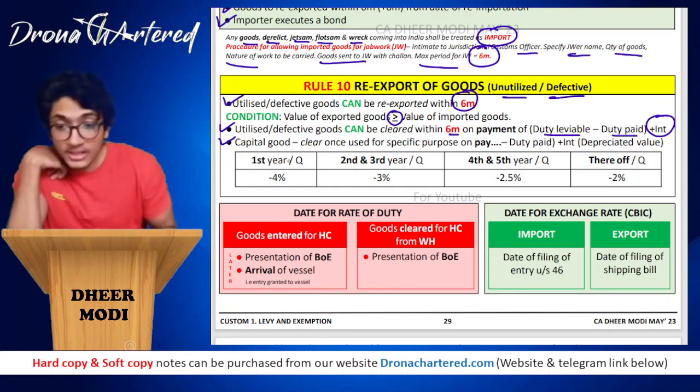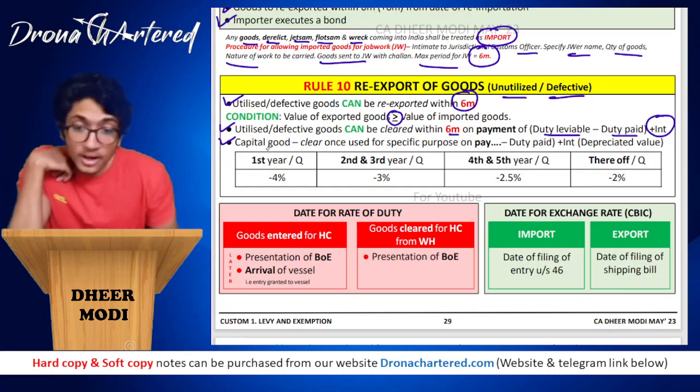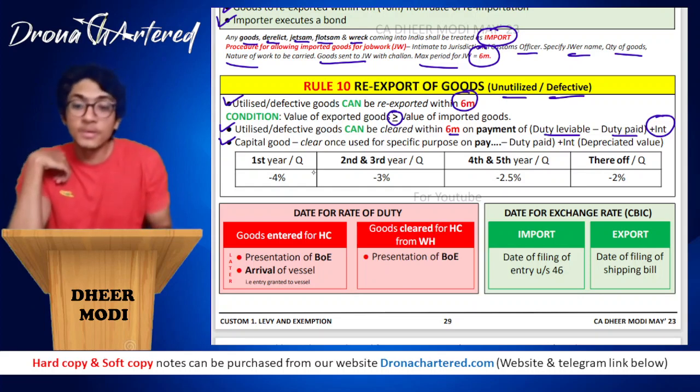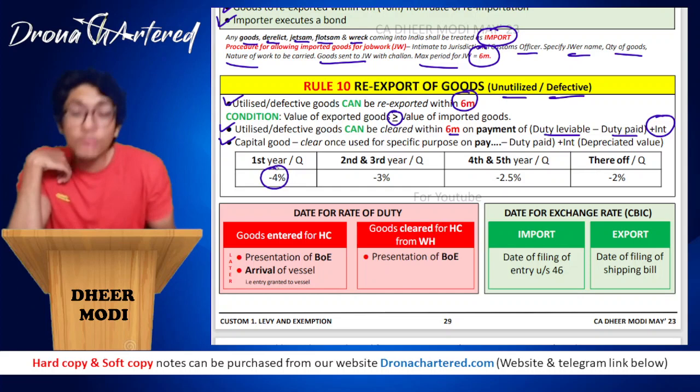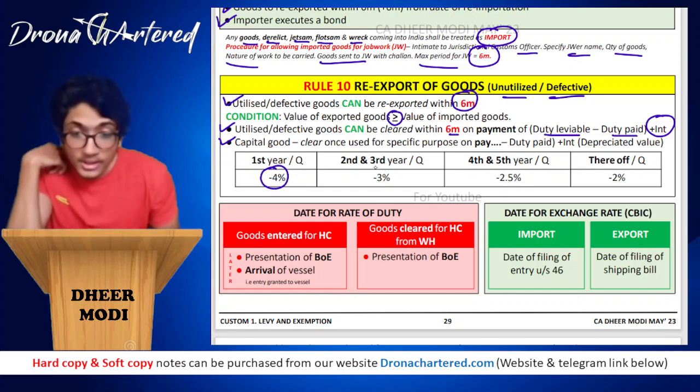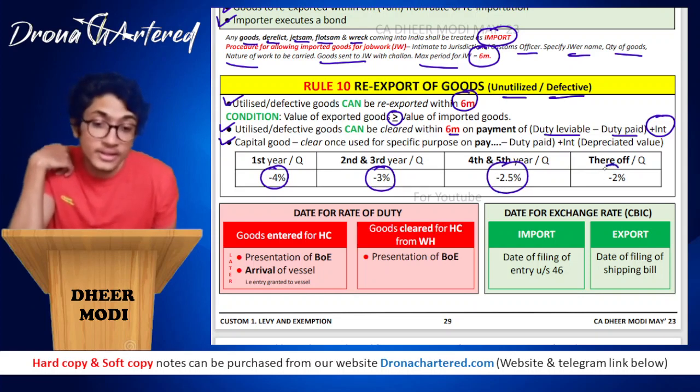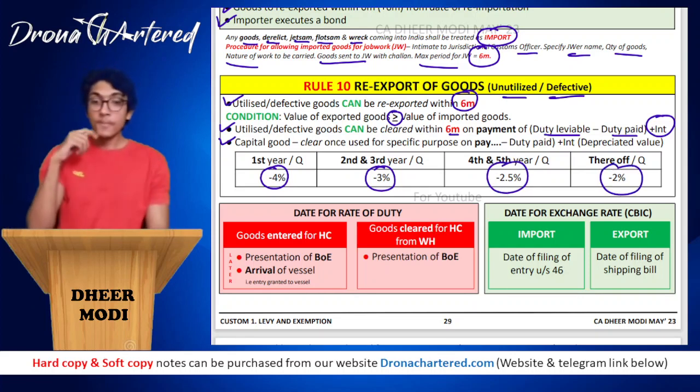Okay, now some conditions have been given. In the first year, per quarter, you have to subtract 4%, 4% per quarter. Then second and third year is 3%, fourth and fifth year is 2.5%, and thereafter it is 2% per quarter.